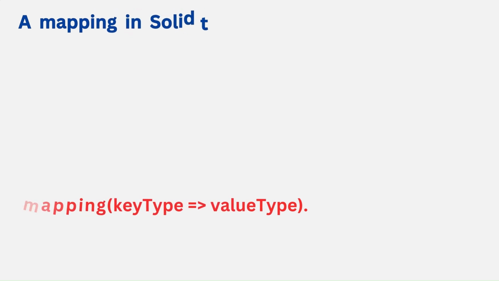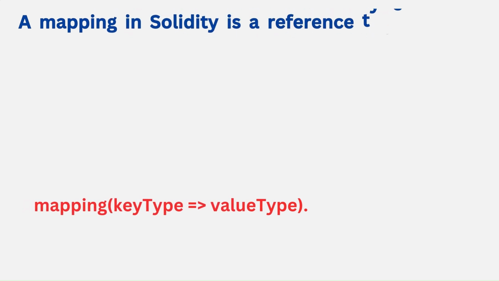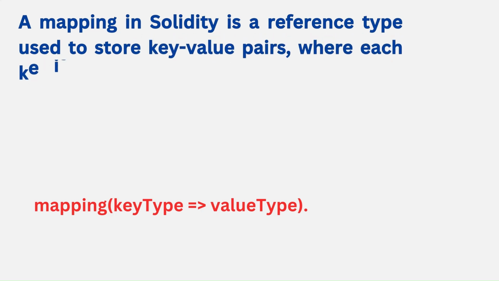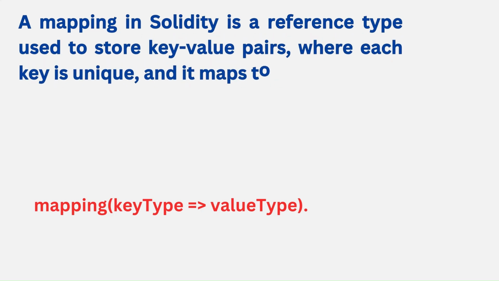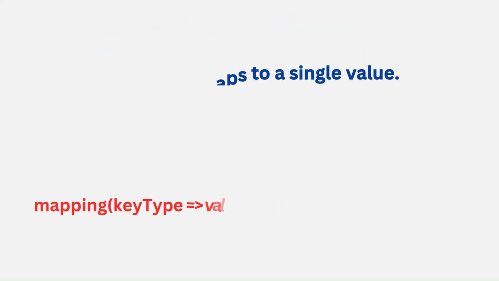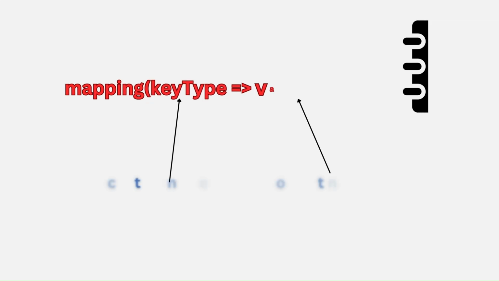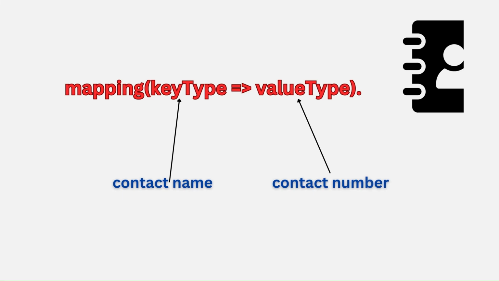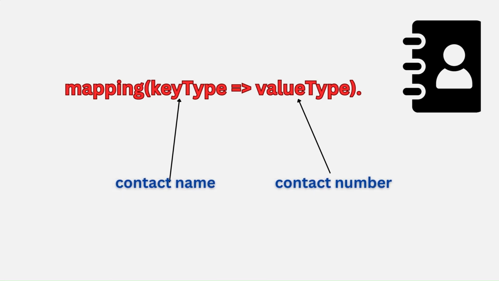A mapping in Solidity is a reference type used to store key value pairs, where each key is unique and it's linked to a single value. Now think of mapping like a phone book, a phone contact. It links one thing, which is the key, to another thing, which is the value. For example, it links a person's name to their number.